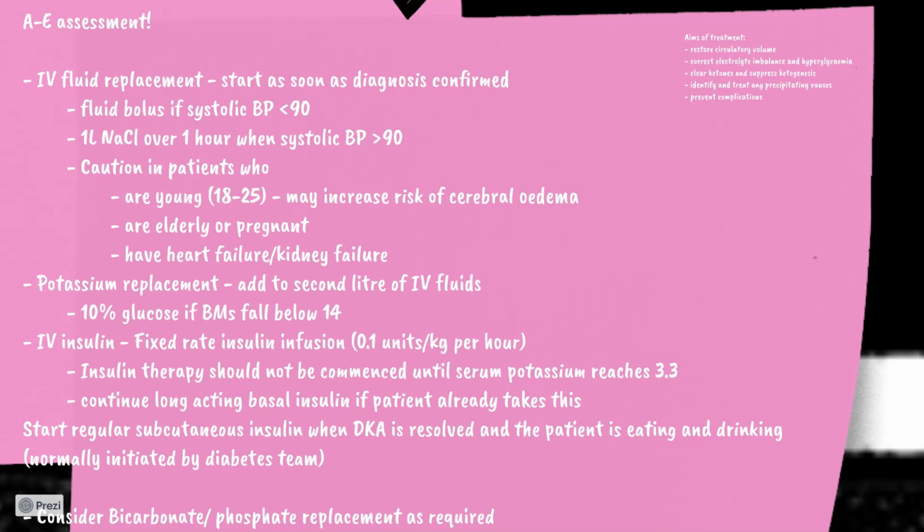If the patient takes a long-acting basal insulin, you would continue to use this as normal. When the DKA is resolved and the patient is eating and drinking, they can be restarted on their subcut insulin. This is often started by the diabetes team as they get involved early in the patient's management. Bicarbonate and phosphate replacement is not often given, but can be considered if needed with senior input.